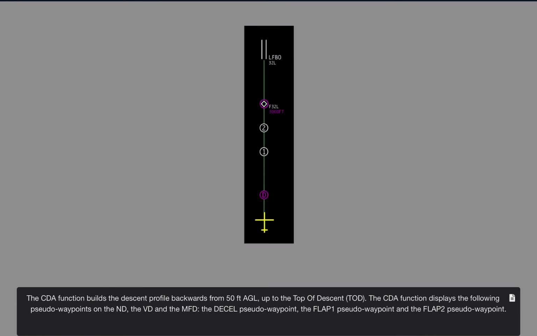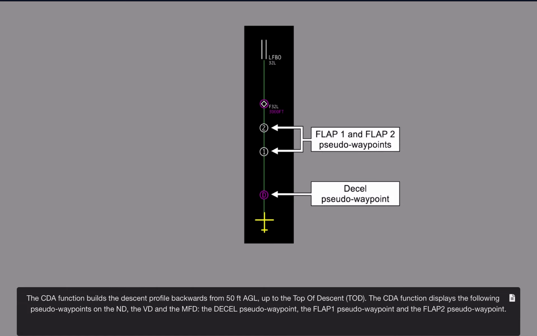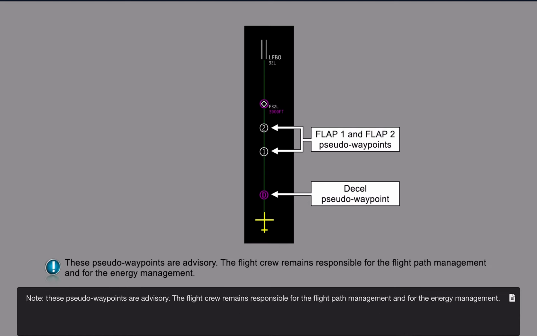The CDA function builds the descent profile backwards from 50 feet AGL up to the top of descent TOD. The CDA function displays the following pseudo waypoints on the ND, the VD, and the MFD: the deceleration pseudo waypoint, the flap 1 pseudo waypoint, and the flap 2 pseudo waypoint. Note, these pseudo waypoints are advisory. The flight crew remains responsible for the flight path management and for the energy management.